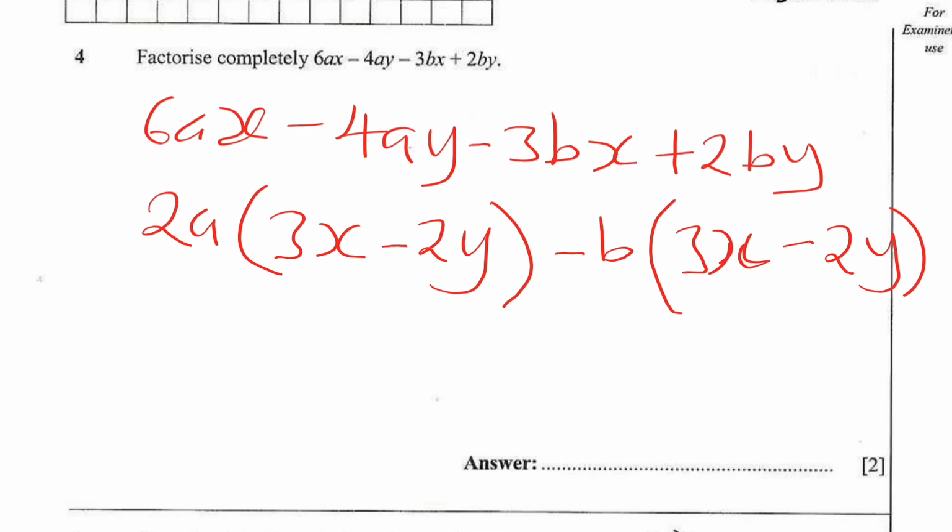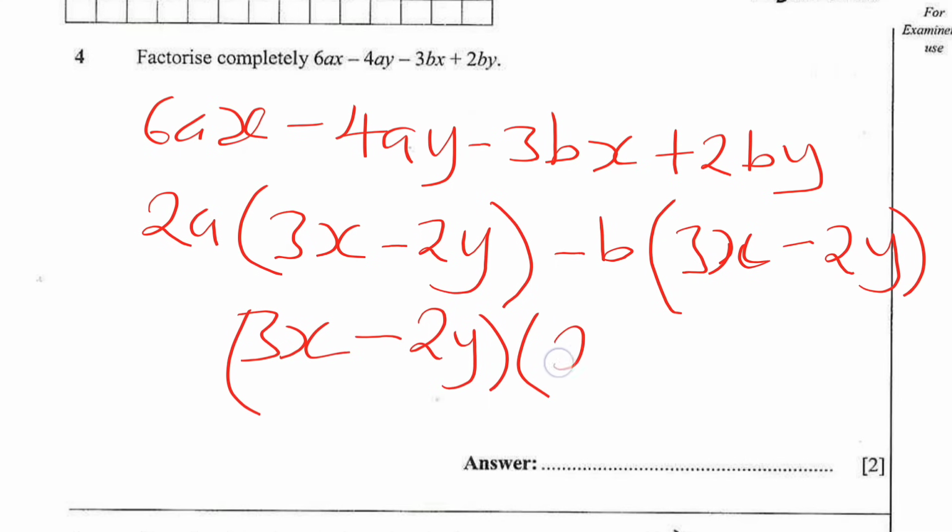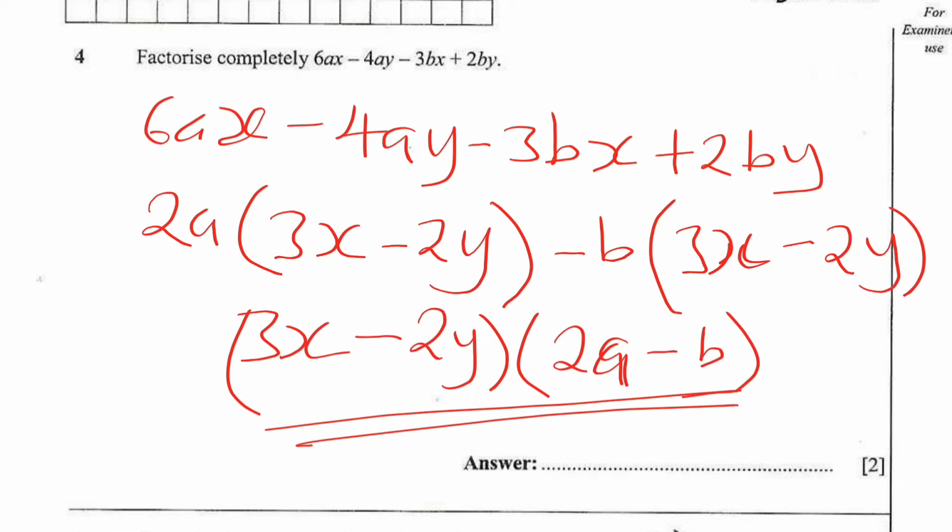Then we can just write what is common now here, 3x minus 2y in brackets. Then here you have 2a minus b, and this is the answer.